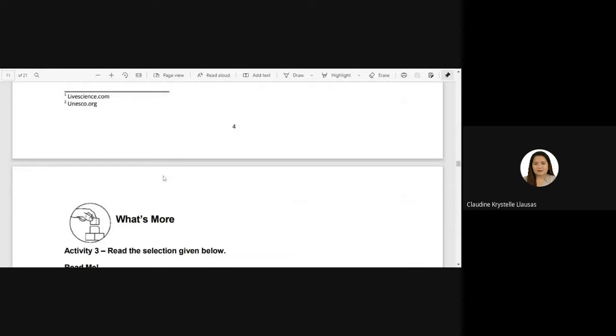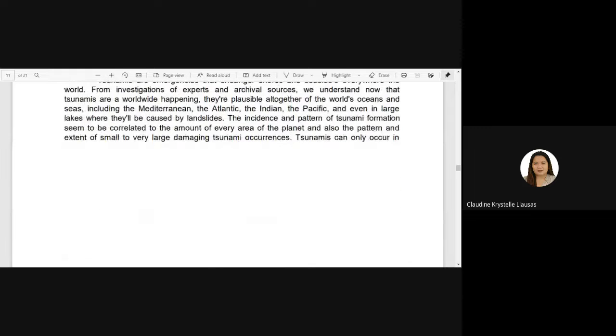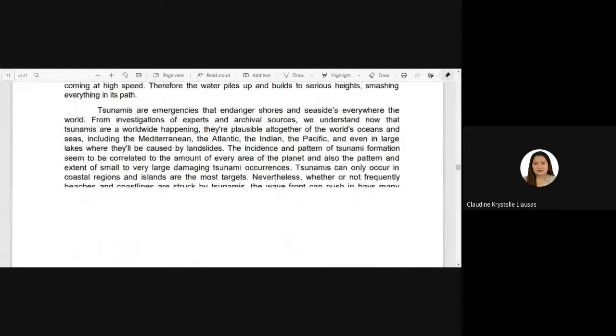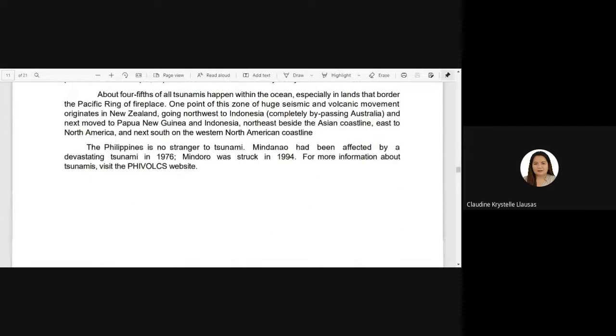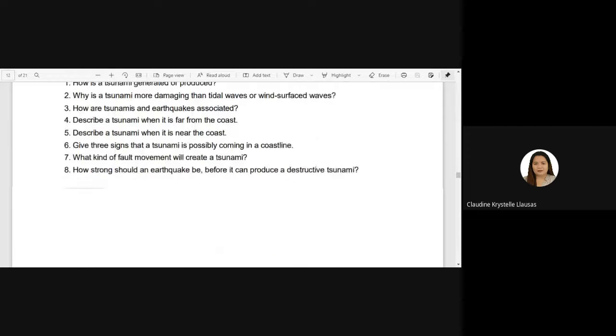So next, almost 10 o'clock. I hope you could read this in your modules. Read the selection given below. Actually, our lesson is very interesting.